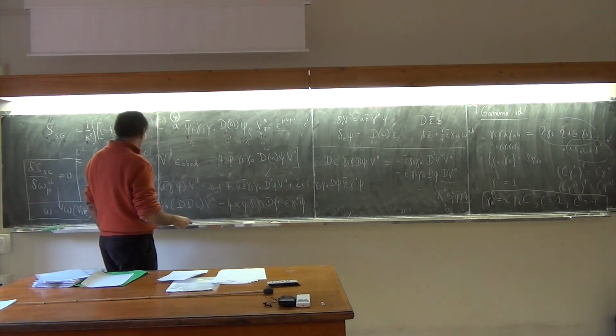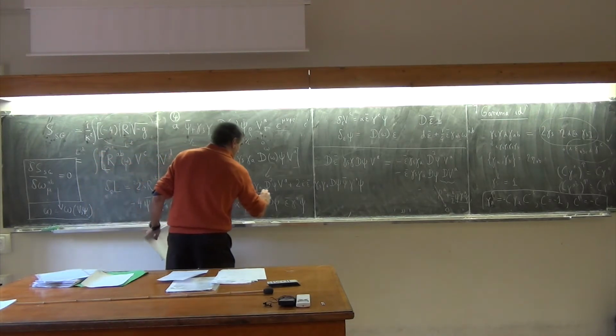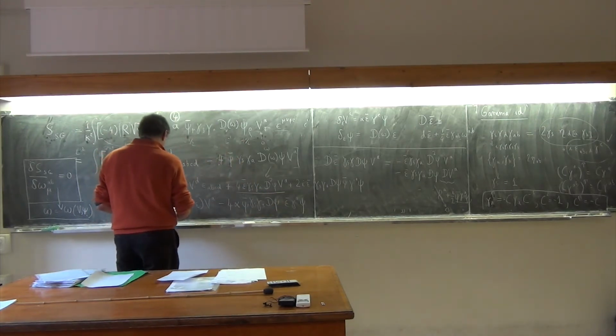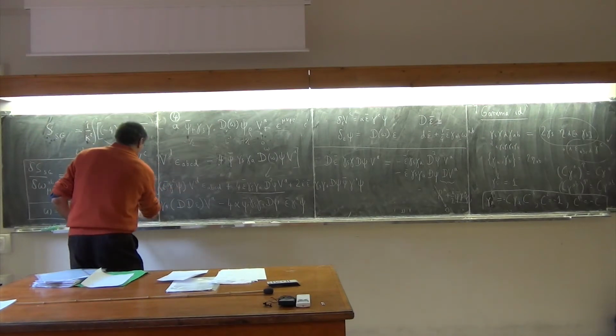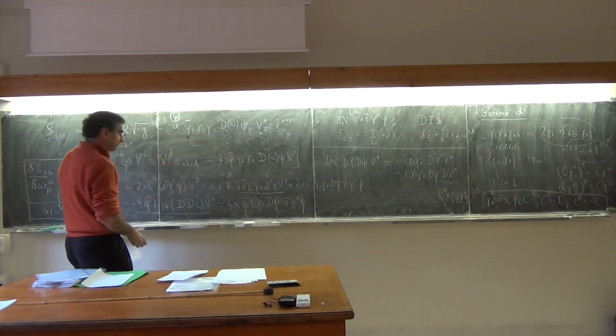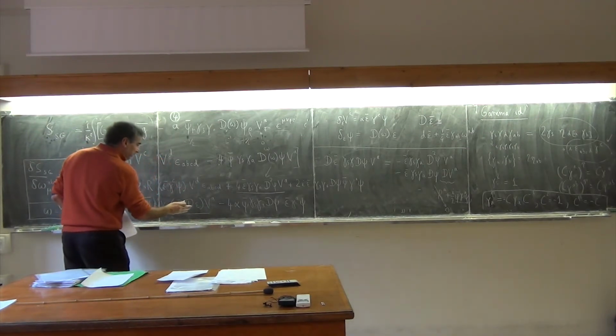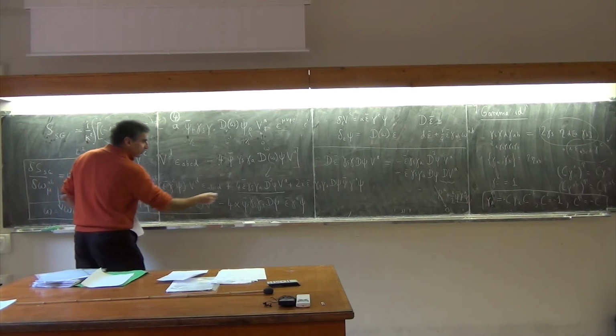Okay, now observe the second and the fourth terms. These two terms contain a D squared. This is a D squared, this is a D squared.